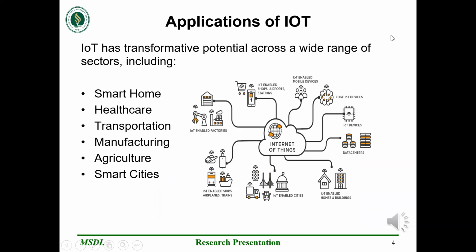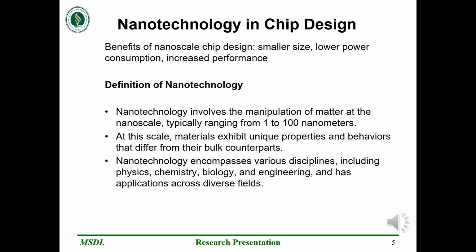Application of Internet of Things. IoT has transformative potential across a wide range of sectors, including smart home, healthcare, transportation, manufacturing, agriculture, and smart cities. Nanotechnology in chip design. The benefits of nanoscale chip designs are smaller size, lower power consumption, and increased performance.